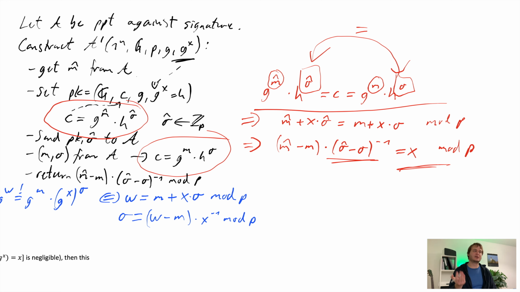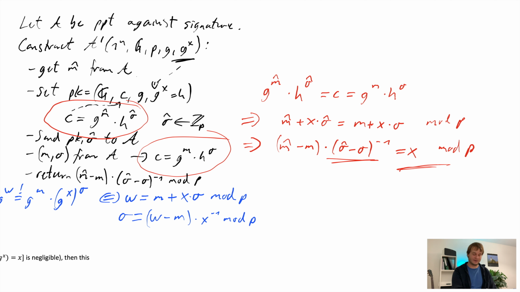And then overall, finding discrete logarithms is hard, so the probability that A prime succeeds is negligible. So the probability that A wins its signature game also needs to be negligible, which is what we wanted to show. Yeah, so that's it. That's kind of an easy-ish signature scheme from discrete logarithm kind of assumptions.